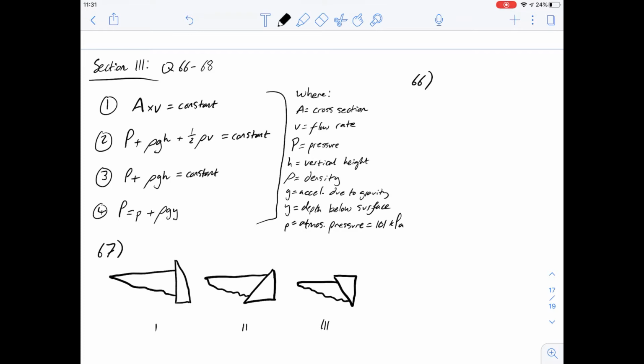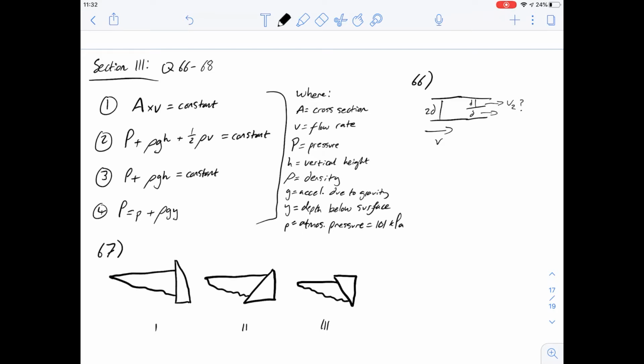66 says a horizontal tube with a diameter of 2d branches into two horizontal tubes, each with diameter d. The speed of liquid flow in the first tube is v. What is the speed of liquid flow in each smaller tube? So this sort of thing, I think it's easiest just to draw a diagram. So we've got a larger tube, which is horizontal, like this, and it's got a diameter of 2d, which I'll draw in here. It branches off into two other horizontal tubes, and each of these has a diameter of d. Water is flowing through at a rate of v. We want to see what the water flow here is.